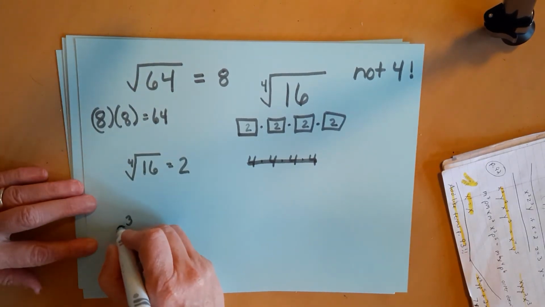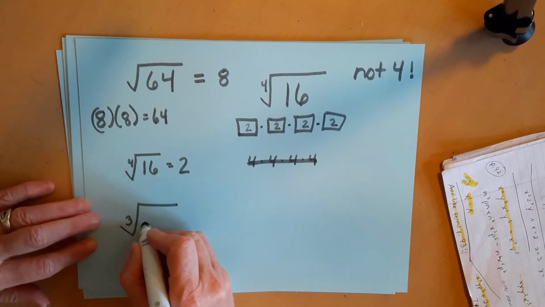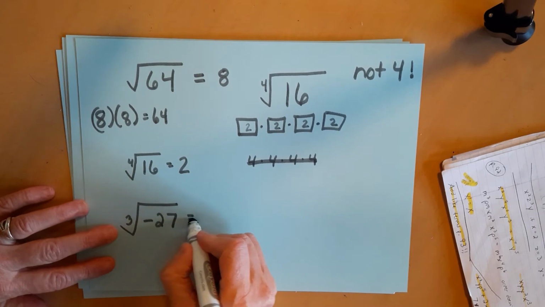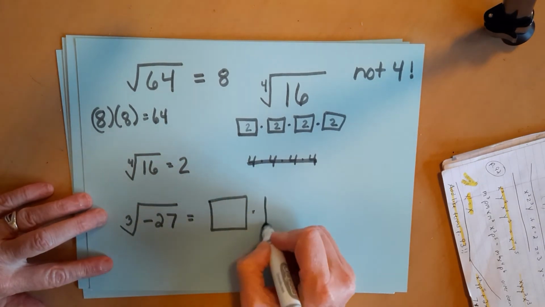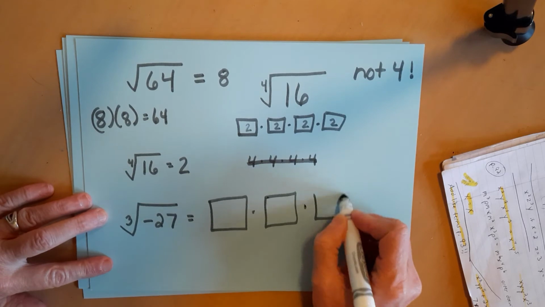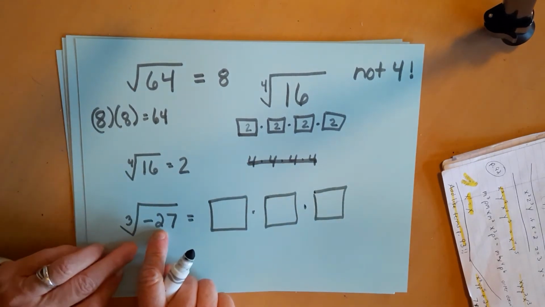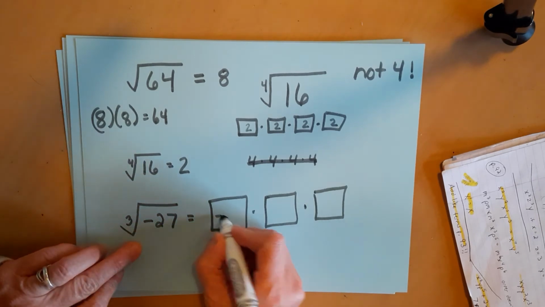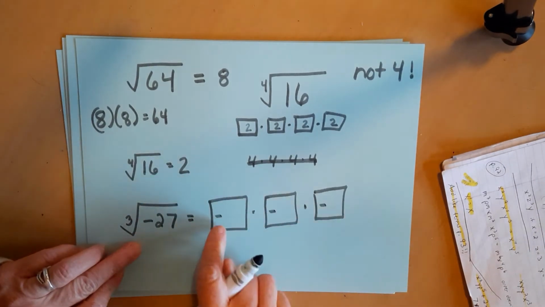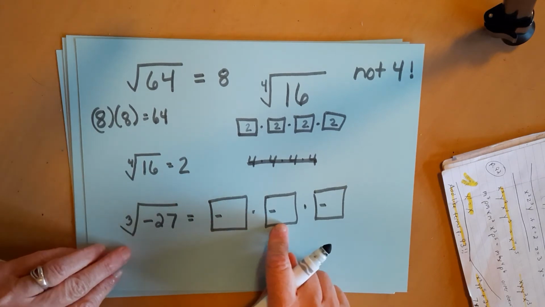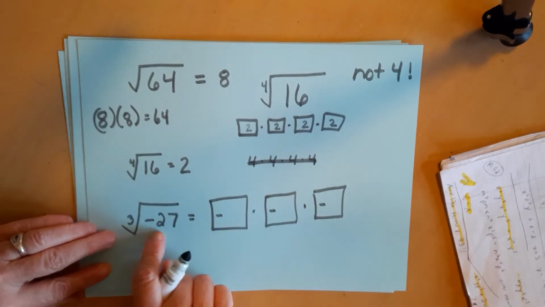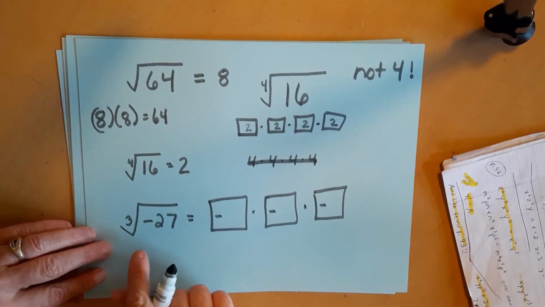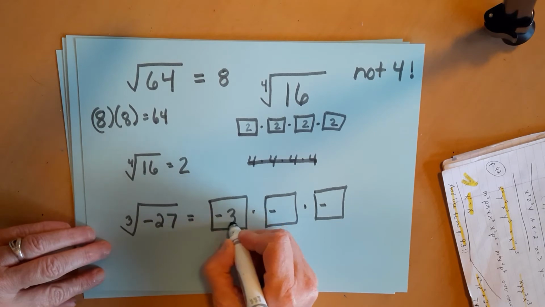Let's try another. This is called the cube root. The cube root of negative 27. All that means is that something multiplied by itself 3 times equals a negative 27. We know that it needs to be a negative number, so we're going to put the negative sign in there. A negative times a negative is a positive, times a negative is a negative. So then we have to think, what times what times what would equal 27? So I'm going to show you, it's negative 3.